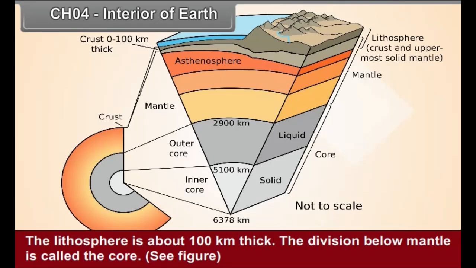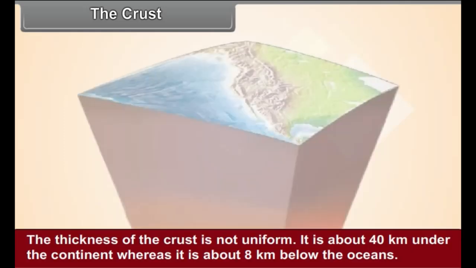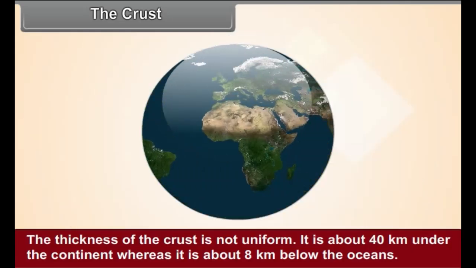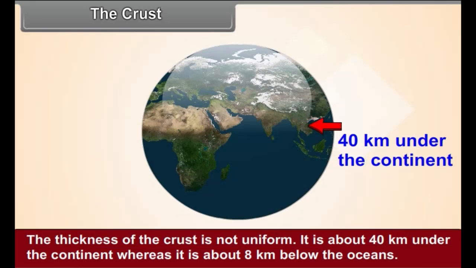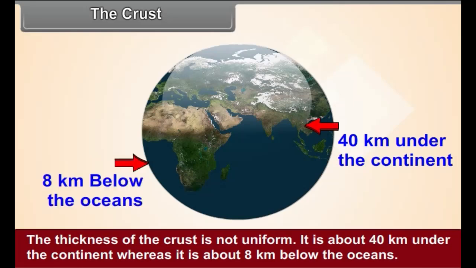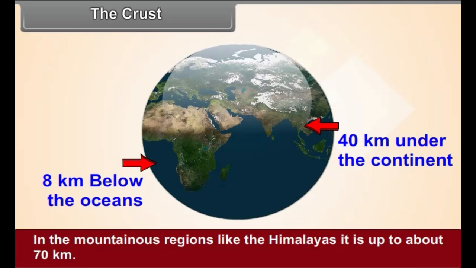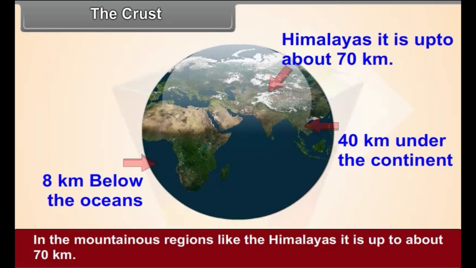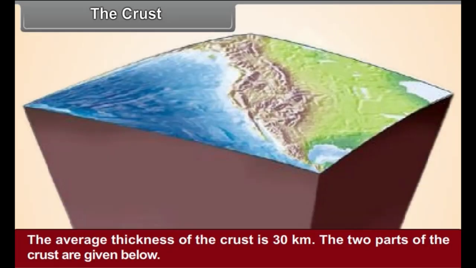See Figure 4.1. The crust. The thickness of the crust is not uniform. It is about 40 kilometers under the continents, whereas it is about 8 kilometers below the oceans. In mountainous regions like the Himalayas, it is up to about 70 kilometers. The average thickness of the crust is 30 kilometers.